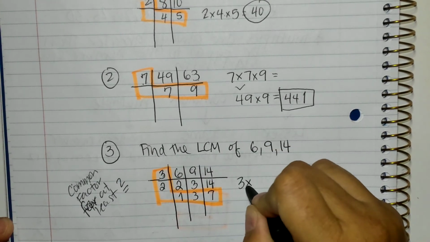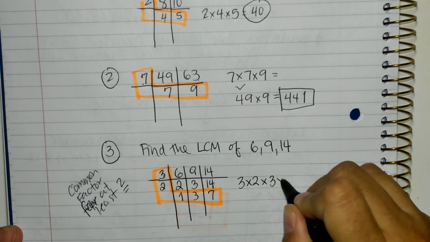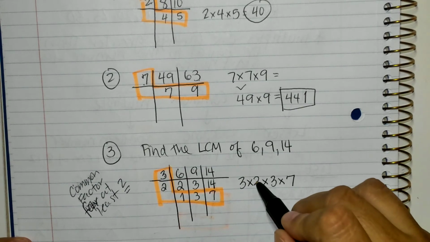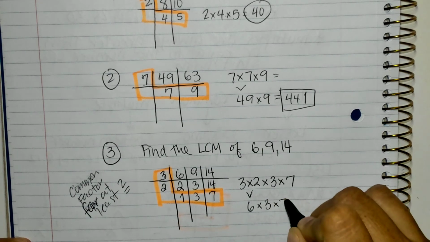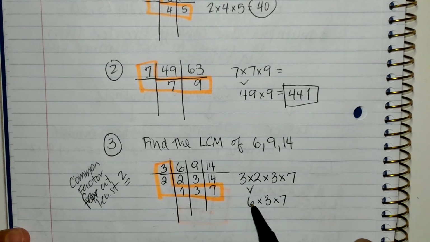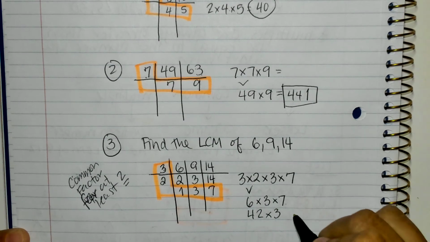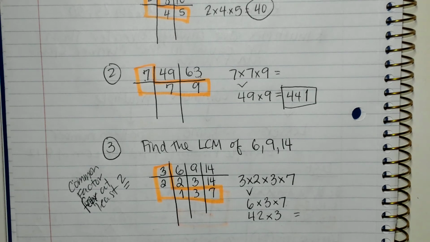And I do 3 times 2 times, I could put 1 in there, but anything times 1 is itself, times 3 times 7. So 3 times 2 is 6 times 3 times 7. To make the math easier on myself, I'm going to do 6 times 7, which is 42 times 3. And now I can solve for the least common multiple. And I'll give you a minute to do the math, and then I'll give you the answer.